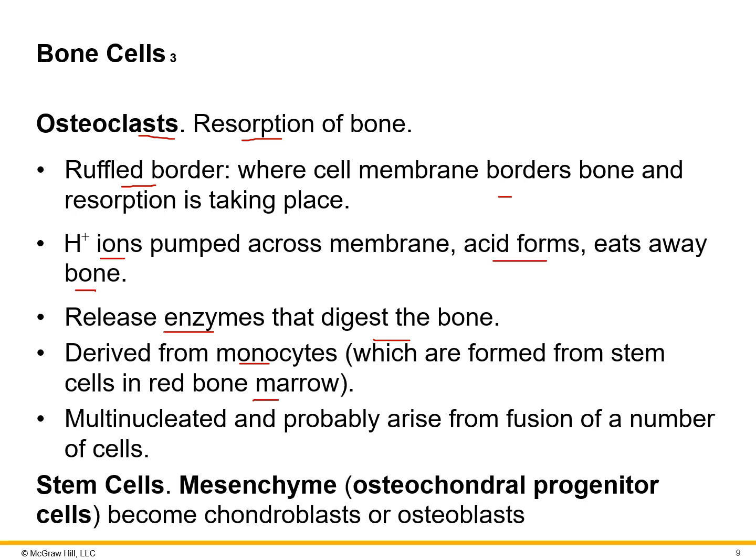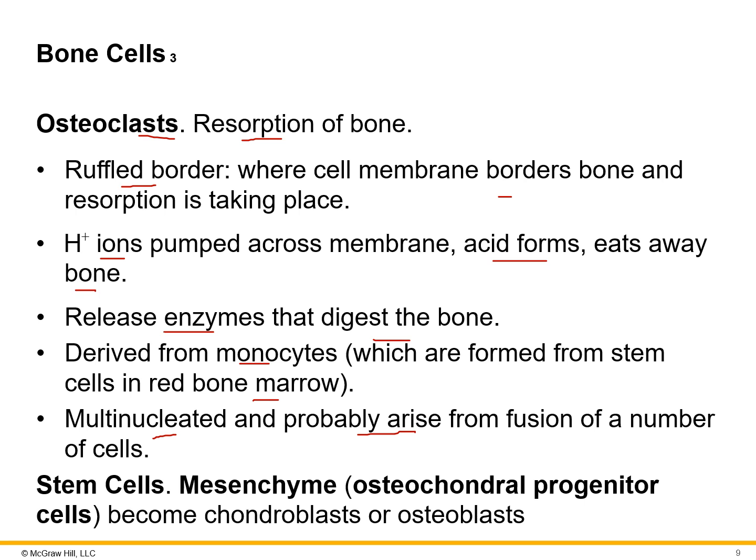These cells are multinucleated, just meaning they have lots of nuclei. Usually cells only have one nucleus, but these have multiple nuclei, and they probably arise from fusion. Cells start coming together and fusing, and each one brings its nucleus, so we have multiple nuclei inside of one cell.